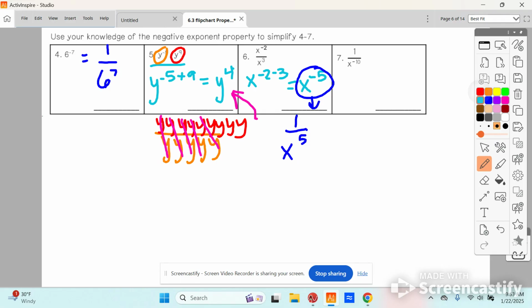Finally, if I have 1 over x to the negative 10, I have to move it to the numerator, and 1 times x to the 10th would just be x to the 10th. So I don't need the 1 anymore. I move the denominator to the numerator to make it positive.